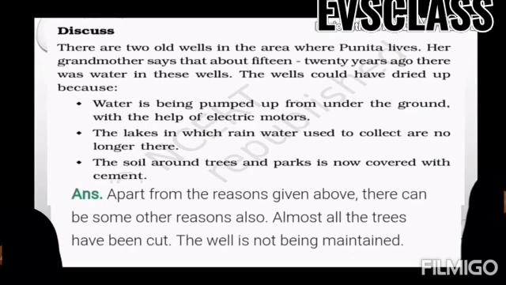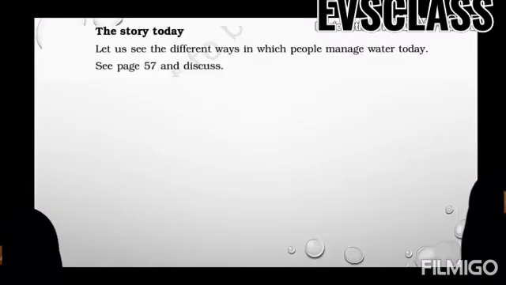The wells could have dried up because, and the reason is, students, I hope you understood the reason. The reason is that all the trees have been cut. Understood, students? Or the well is not being well maintained, right, students? Now see, students, see today's story.